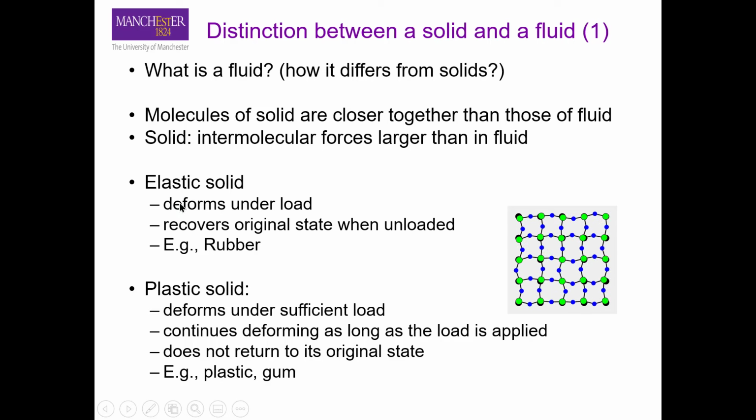We have two types of solids: elastic solids and plastic solids. Elastic solids are materials that deform under a load, but once you remove the load, they revert back to their original position. A common example is elastic rubber. In the case of plastic solids, the substance deforms under a sufficient load, but once you remove the load, it does not revert back to its original state. Examples are plastic and bubble gum.